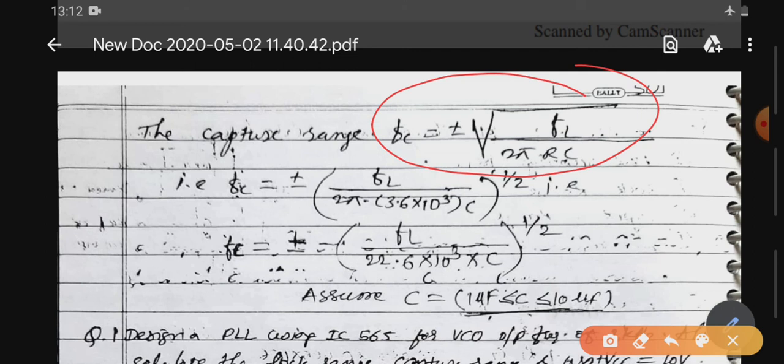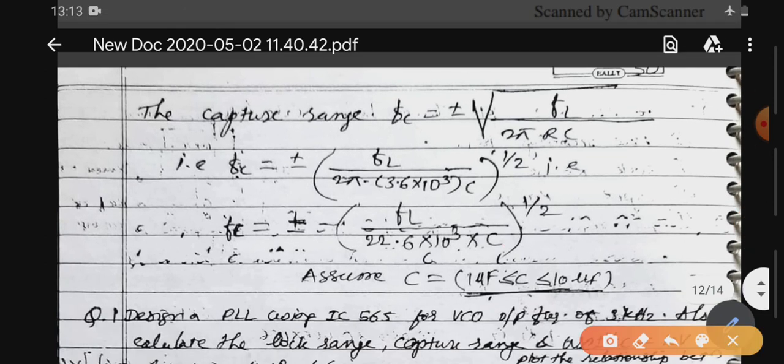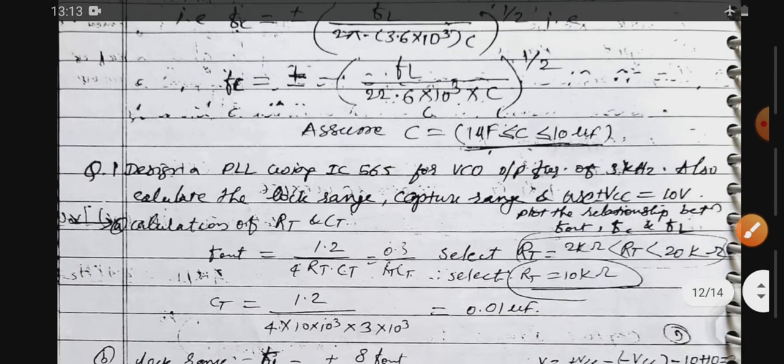So the formula for FC is equal to plus minus under root of FL divided by 2 pi RC, which can be further modified like this with power of half, that is under root. You can assume the value of the capacitor here, between 1 microfarad to 10 microfarad. So this is the formula for FC.